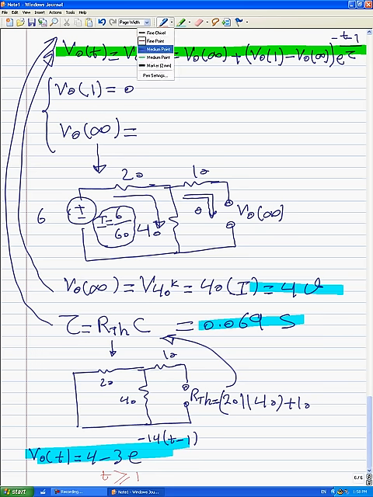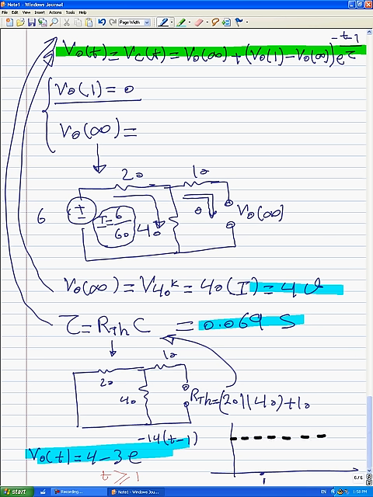How can we plot this waveform? It's easy. The waveform starts from 1, and at one second we have output voltage 0. That's why it started from here. And at infinity, we have output voltage 4. That's why the output waveform should be like this. Started from 0 at 1 second and goes to 4 at infinity.